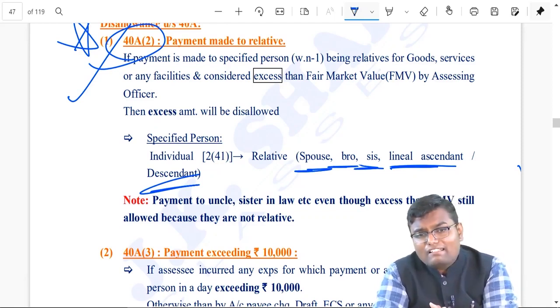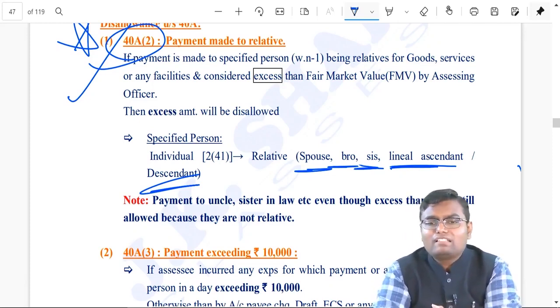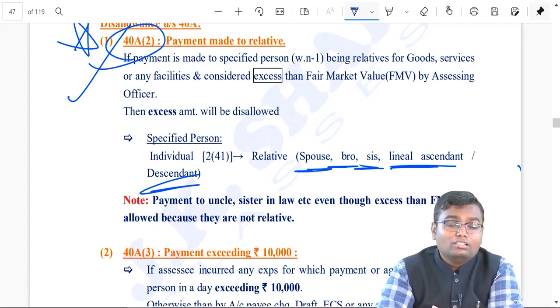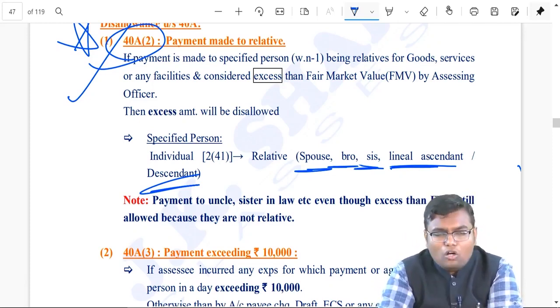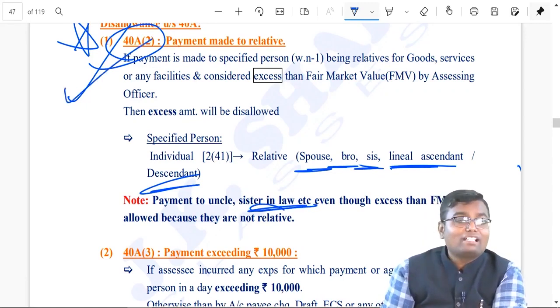In the July 21 exam, they gave one adjustment. You have paid certain expense to sister-in-law, which is in excess of market value. The adjustment was to be completely ignored because sister-in-law is not a relative. 40A subsection 2 never gets applicable. It is only applicable if the payment is done to a relative.